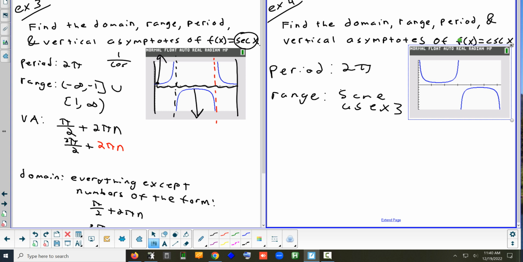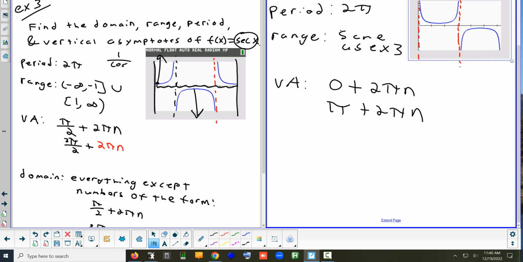Okay, vertical asymptotes. Those are different. Cosecant is 1 over sine. What's the first time sine crosses the x-axis? 0. Plus any multiple of the period. And what's the second time that sine crosses the x-axis? Pi. Here's the one at 0. Here's the one at pi. That's the only thing that's different.